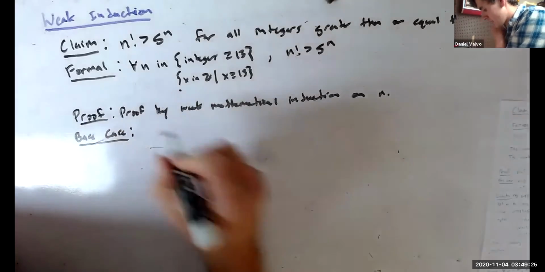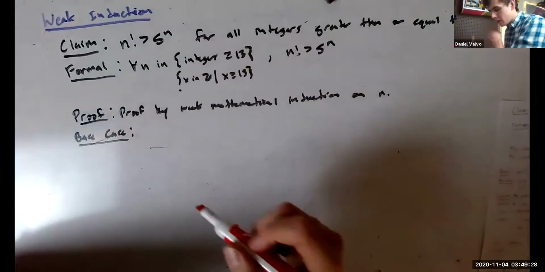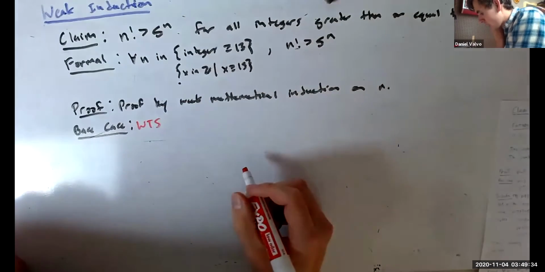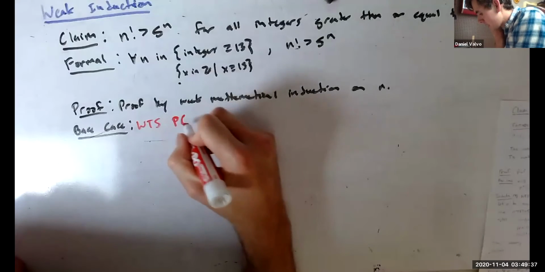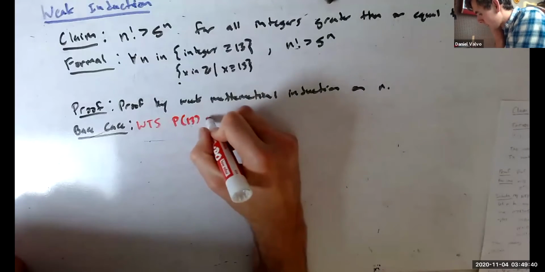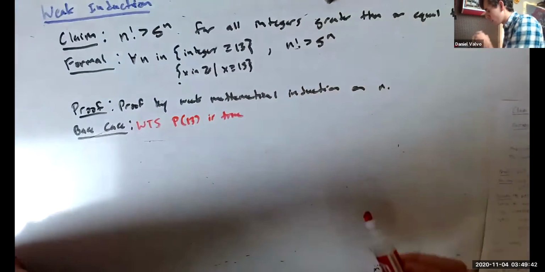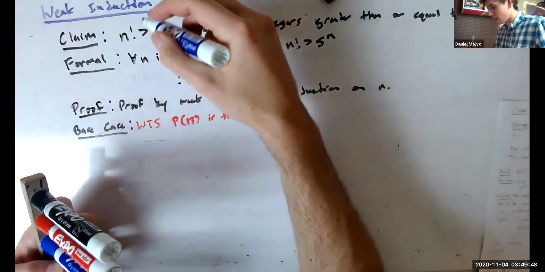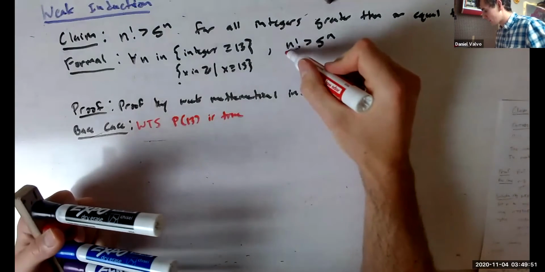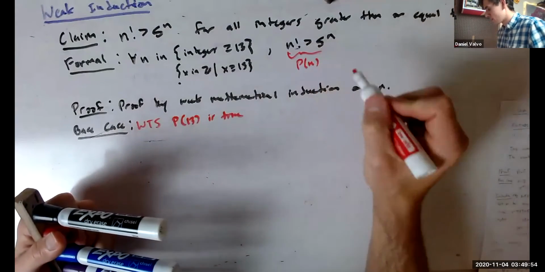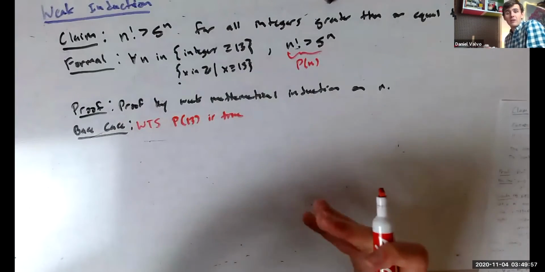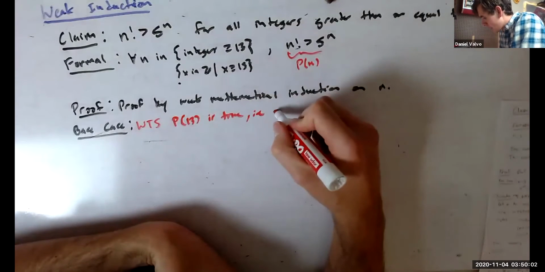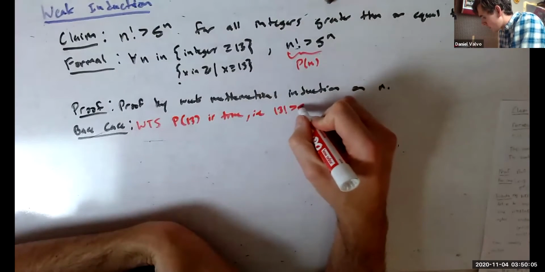So here we have the base case. In the base case, what we want to show is that P of 13 is true. And this is where we make n factorial greater than 5n equal to P of n. So if that's your predicate, you're saying P of n is true if n factorial is greater than 5n. We want to show P of 13 is true, i.e. 13 factorial is greater than 5n.